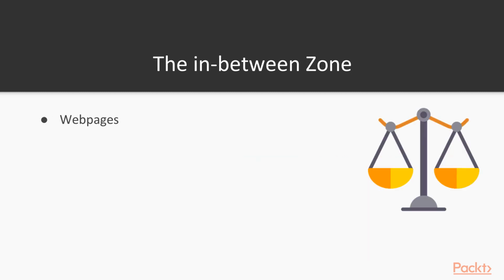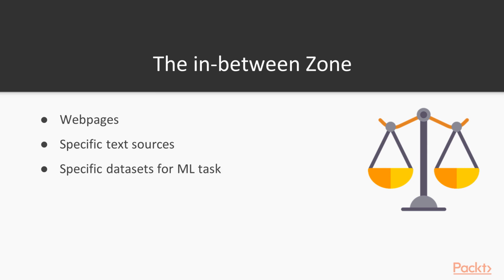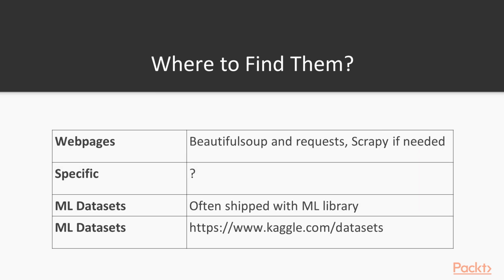Now, as for the in-between zone, this could be literally anything. Typical ones are web pages, or specific tagged or annotated data sources for machine learning tasks. And just, again, as an FYI, I've added some places you could check out. As for web pages, packages such as Beautiful Soup, Requests and Scrapy are really handy. For some neat ML datasets, definitely check out Kaggle and the UCI repository. And oftentimes, ML libraries come pre-shipped with some interesting datasets as well.